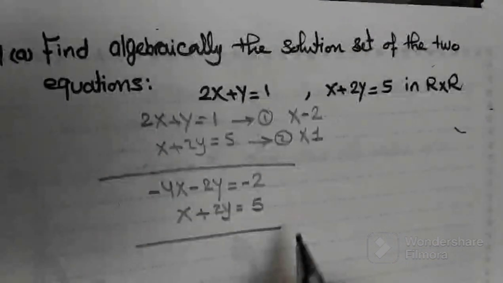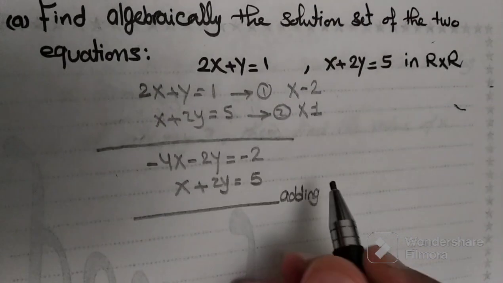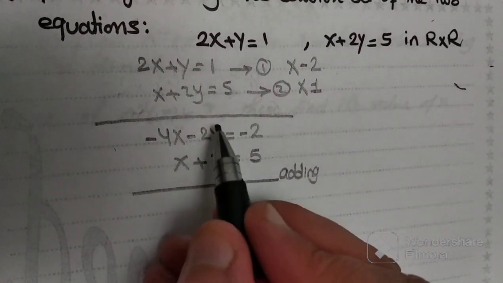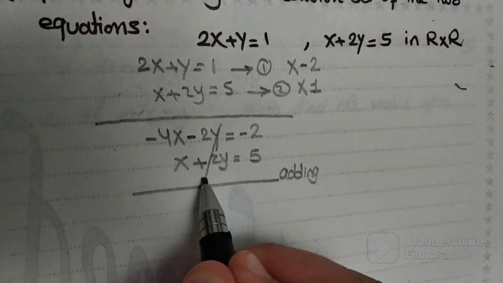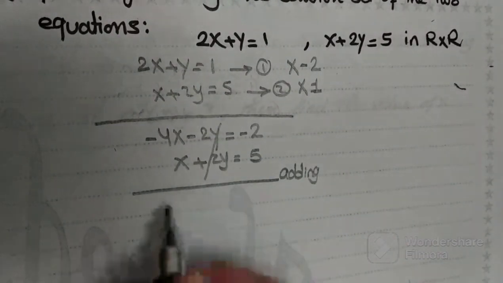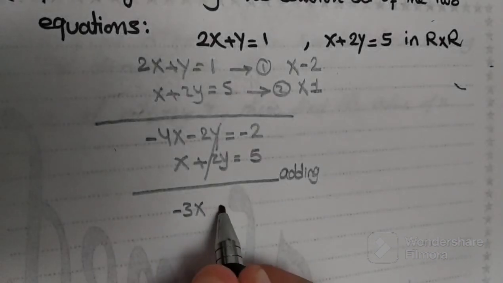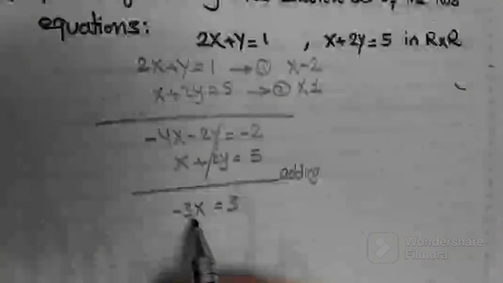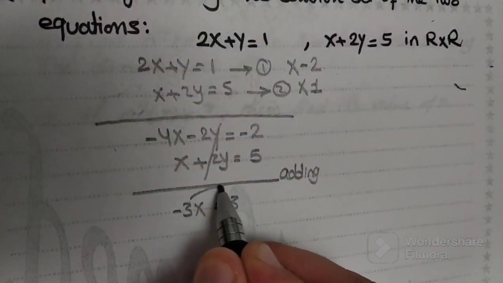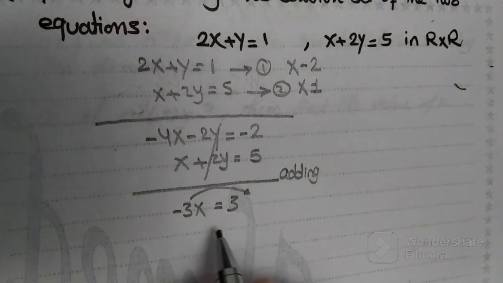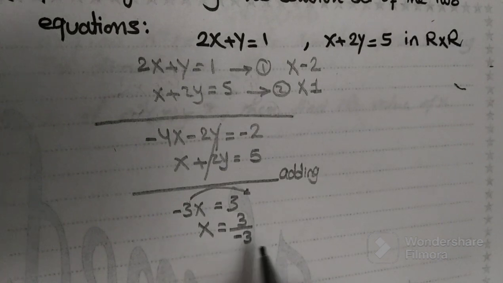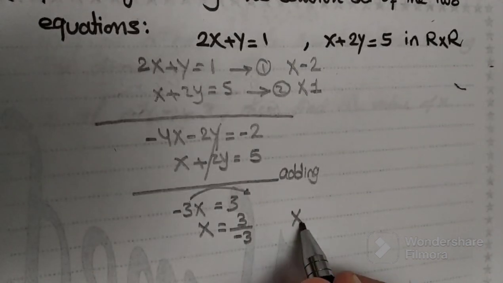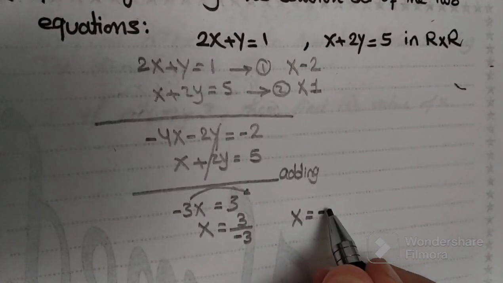Adding: -2y plus 2y, 0. -4x plus x, -3x, equals -2 plus 5, +3. -3 multiply x equals 3. Put -3 on the other side with changing the sign, x equals 3 over -3, so x equals -1.